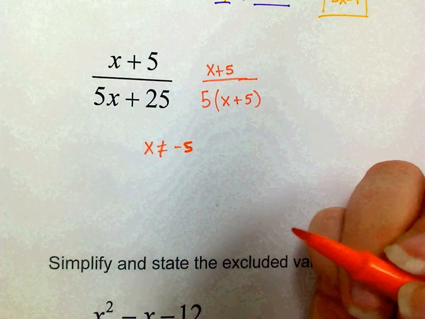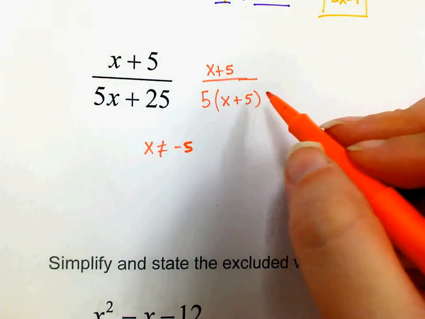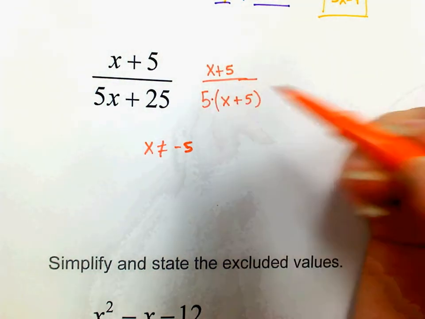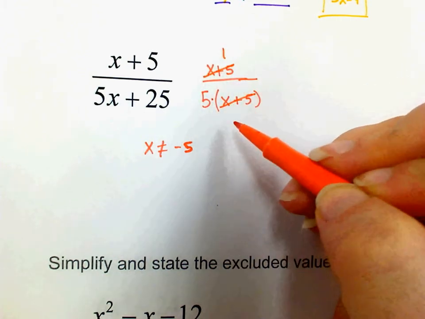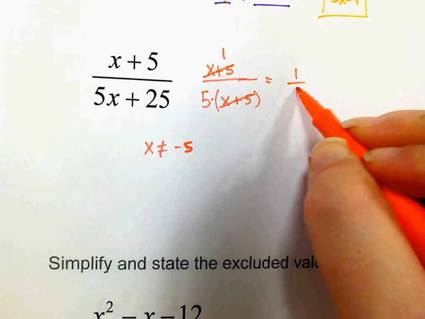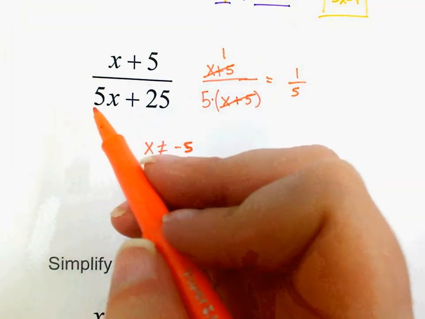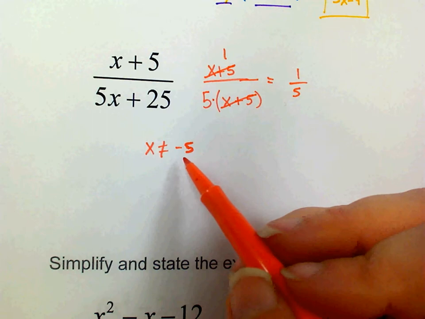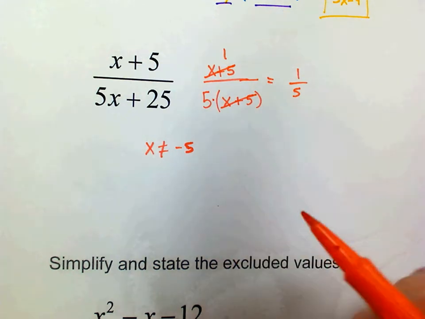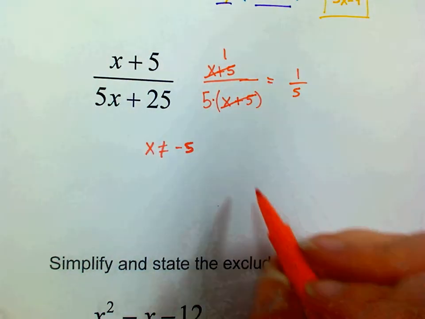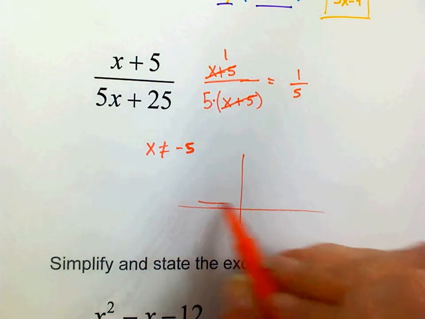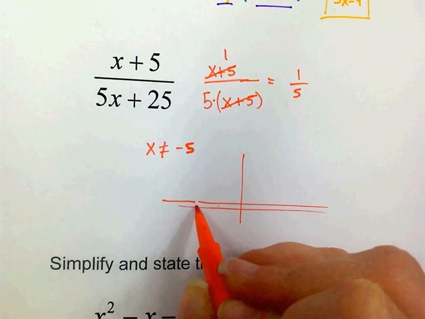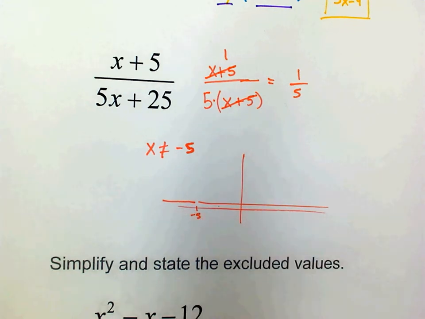Okay? Now, as far as simplifying, this is multiplication. So what I can do is I can say this divided by this is 1 over 1. I don't have to write that one down, though. So I've got 1 over 5 is the simplified expression of that, with the exception of negative 5. Okay? So if you actually graphed this, not that we're there yet, but if you graphed it, you would get a horizontal line at 1/5, except for at negative 5, where it would not be defined. Okay?